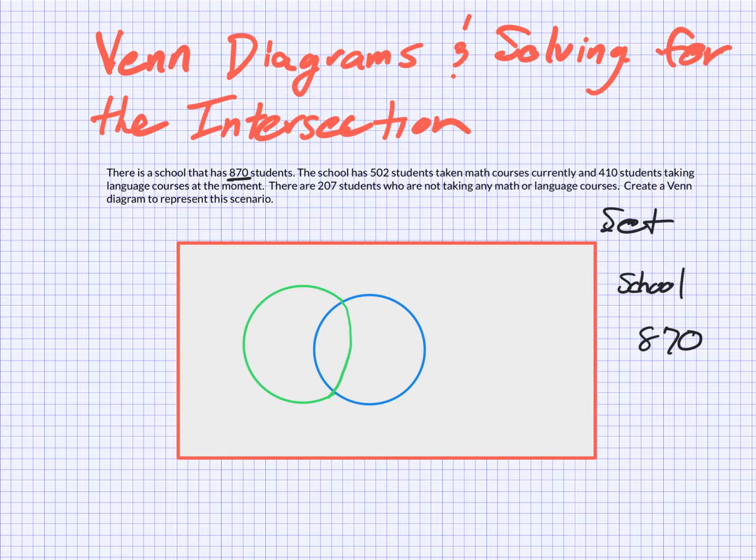Okay, so our green here is going to be, like we said, our math courses. So we have 502 students taking math. So we'll just say math is equal to 502 at the moment. And language, well, we did with that blue circle there. Here we go, 410 students that are taking language. There's also students who are not taking a math or a language course. We can maybe put them in red here. So there's 207 students, no math or language.